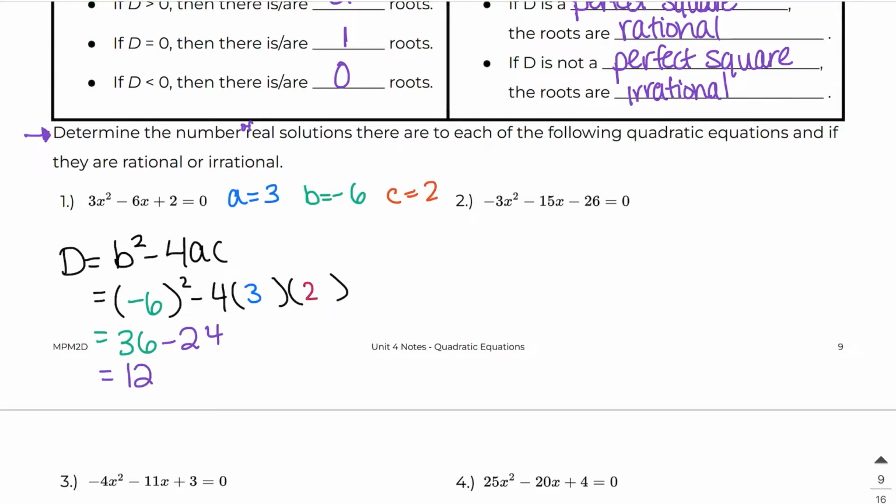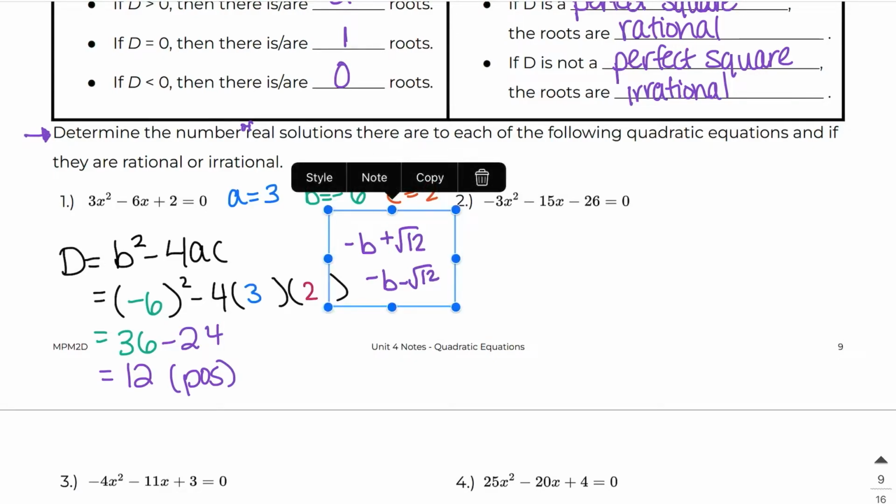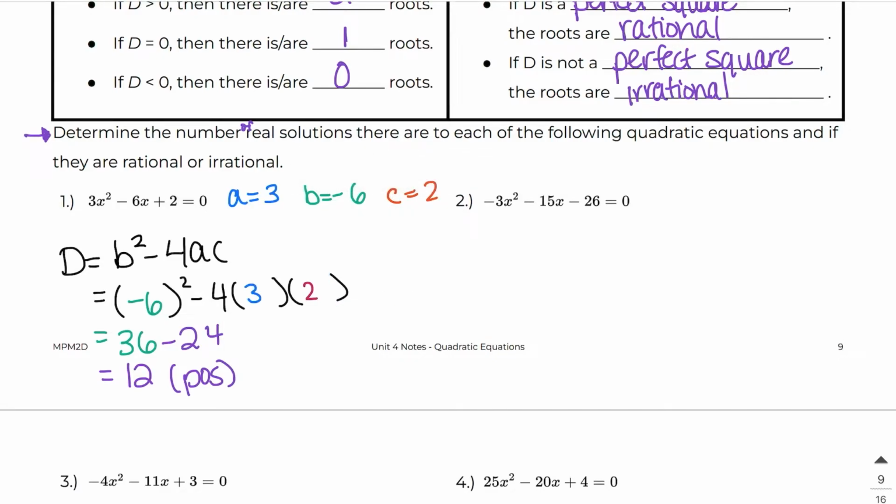So because the answer is 12, I have a positive answer. That means I'm going to have negative b plus the square root of 12 and then negative b minus the square root of 12, still all over 2a. But you notice here how the whole point of this is that you get two solutions.